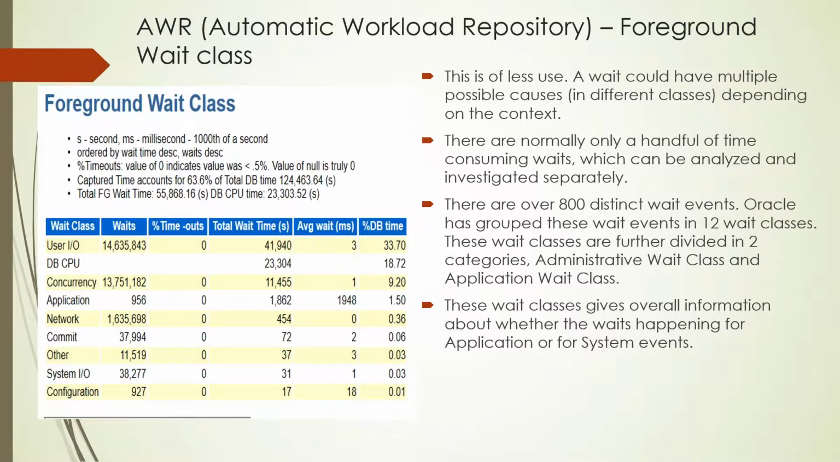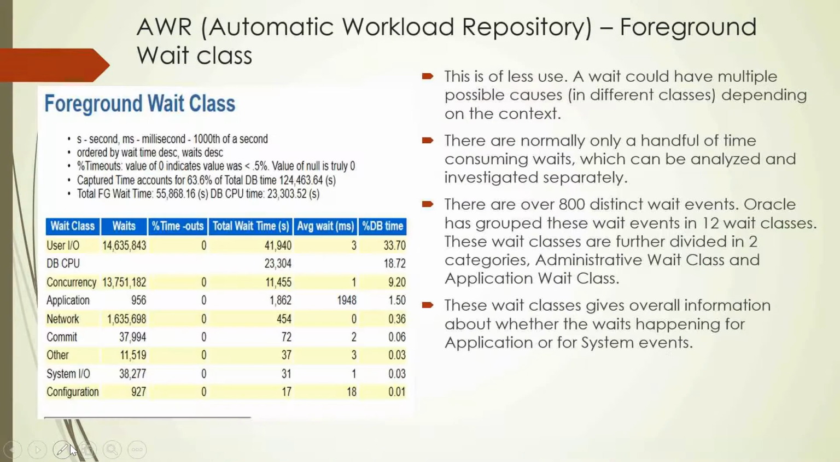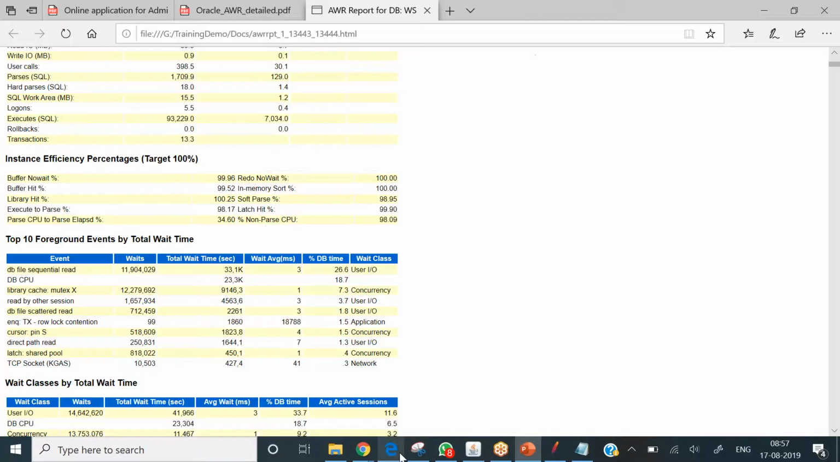There are over 800 distinct wait events. Oracle has grouped these wait events into 12 wait classes. These wait classes are further divided into two categories: administrative wait class and application wait class. What you are seeing over here is the administrative wait class. Idle events are listed down at the end, and you should not focus on them so much. This is just a half snapshot of the foreground wait class. I will show you this in the actual AWR.